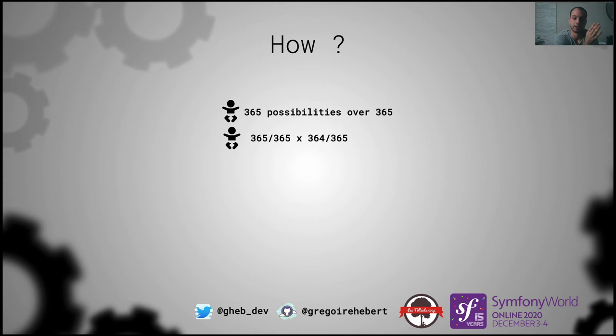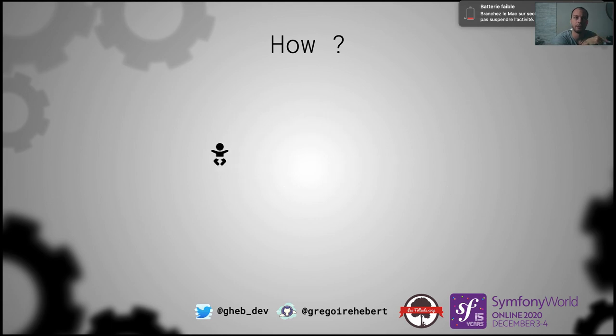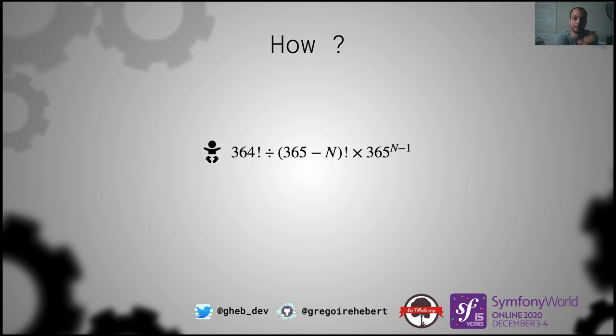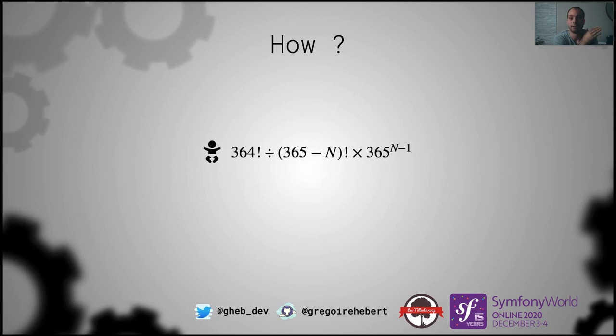One day less than the number of babies already born. Baby 3 is born, so it has 365 over 365 multiplied by 364 over 365 multiplied by 363 over 365. And so on for the fourth baby. This calculation has a simpler expression, which is the factorial of 364 divided by the factorial of 365 minus the number of babies, multiplied by 365 to the power of the number of babies minus 1.